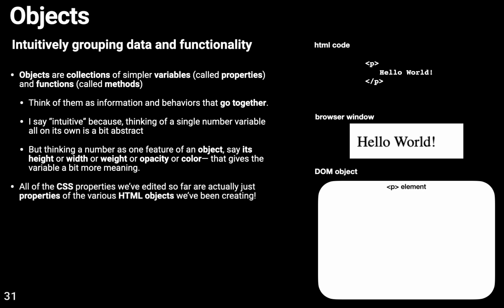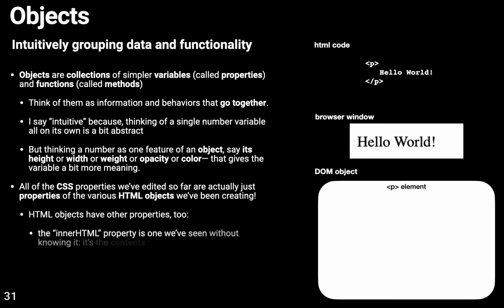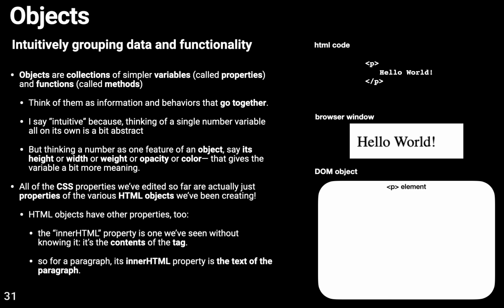So all of the CSS properties we've edited so far are actually just properties of the HTML objects we've been creating. So HTML objects have lots of properties. Another one that is useful and interesting for us to edit and mess around with is the inner HTML property. It's the contents of the tag. So for a paragraph, its inner HTML is the text of that paragraph.